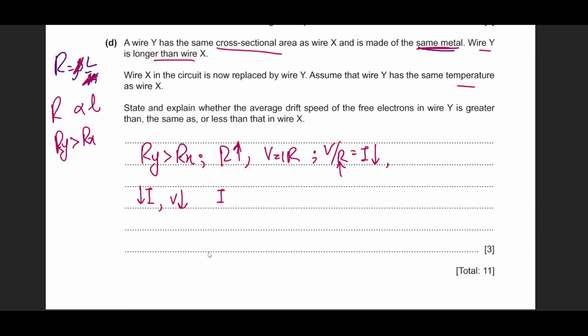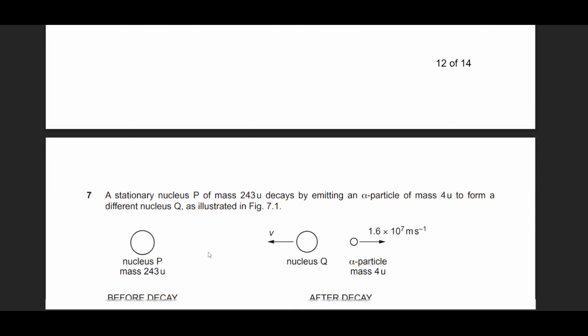Why? Because current is equal to NAQV. And if everything else is constant, then current is proportional to drift velocity. If the current is decreasing, the drift velocity will also decrease. So that is the mathematical answer of this. And I've been speaking about the theoretical answer as well. This is what you can confirm from the marking scheme, and then you can write it in your own words how to write the answer. But I've explained the thought process of it.